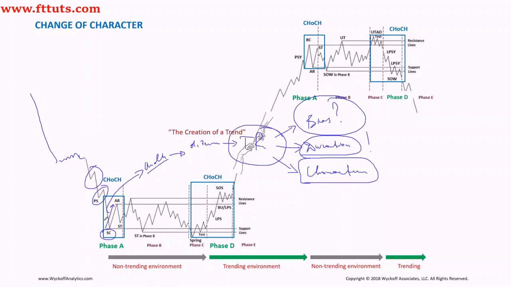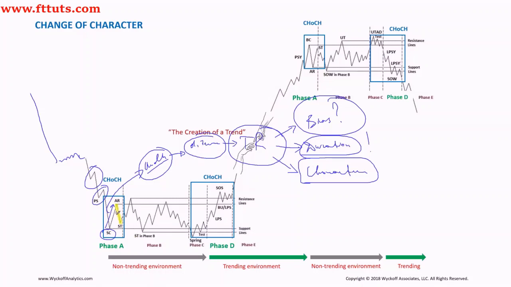But the main thing with this new rally, with the better rally, is that the change of character is possibly unfolding. And that would mean that from a downtrending environment, we are going to change into a non-trending environment where we have to define the bias, where we have to understand the duration and the timing with which the price is going to leave the trading range, and then the character of the trading range itself.